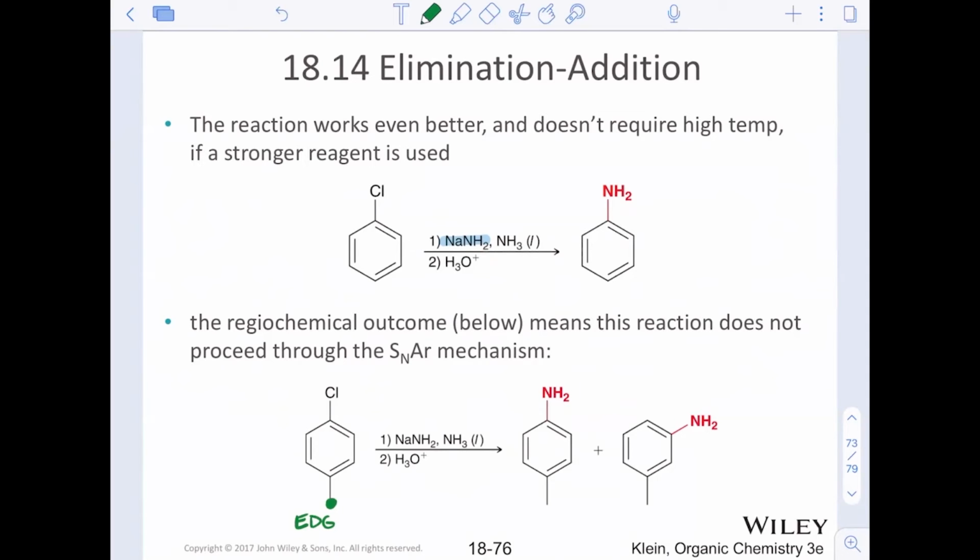What actually occurs is that we receive two products. We see the para is shown, but we also get meta. And so with nucleophilic aromatic substitution, that doesn't make sense. So what actually happens is a reaction called elimination addition. And that's the mechanism that we'll be going through in just a moment.